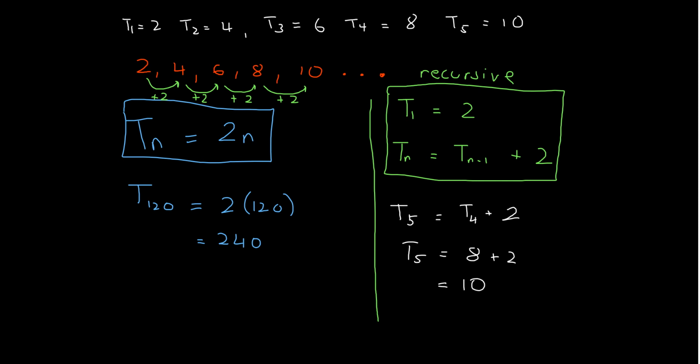And you might be thinking, well, how do you know what T of 4 is? Well, to work out T of 4, you've got to work out what T of 3 is. To work out T of 3, you've got to work out T of 2. To work out T of 2, you've got to work out T of 1. So you actually have to start from here and then add them all up.